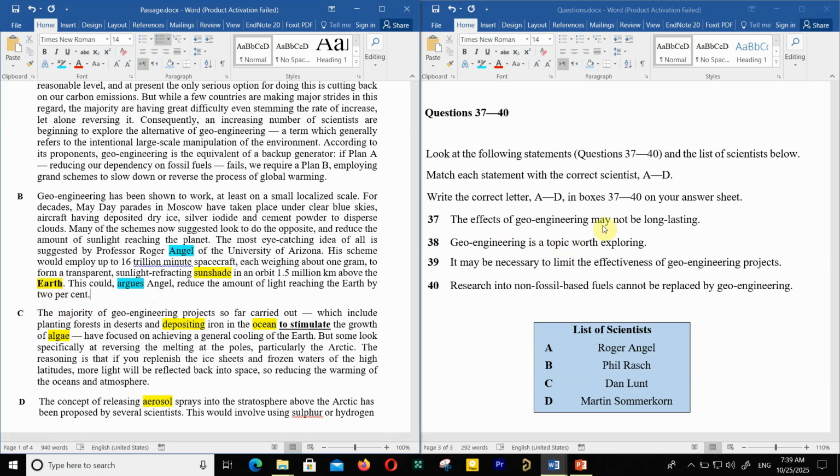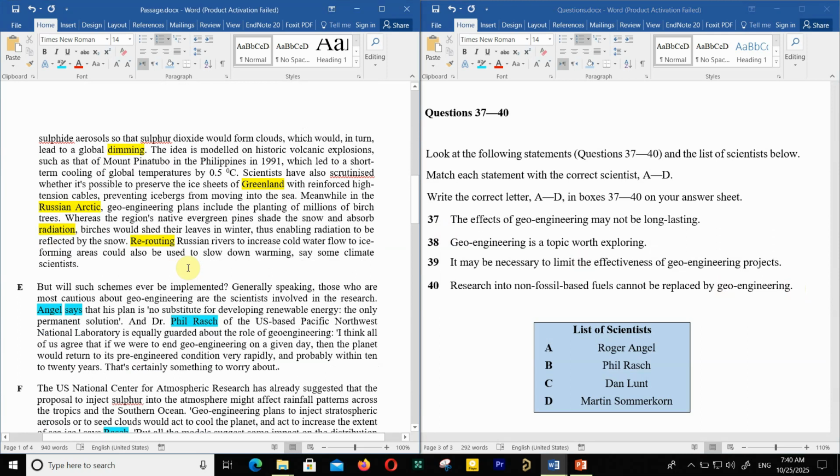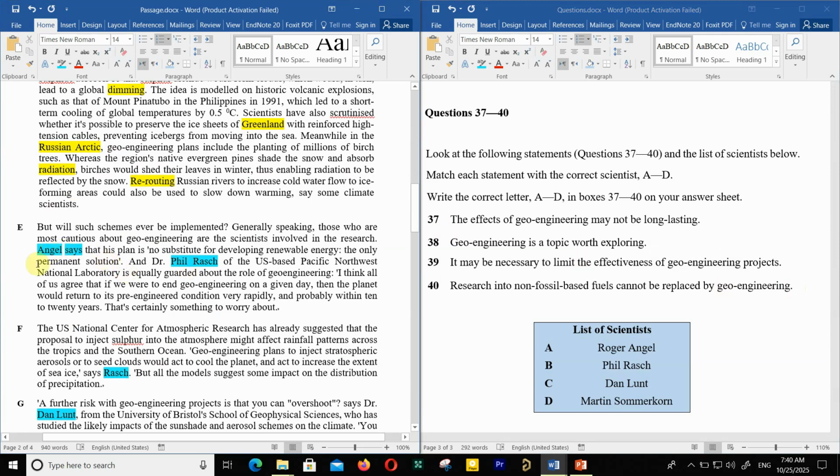The effects of geoengineering may not be long lasting. Maybe 2%, I don't know, but they didn't say anything about light reaching the earth. Geoengineering is a topic worth exploring. No. It may be necessary to limit the effectiveness of geoengineering projects. No. Research into non-fossil based fuels cannot be replaced by geoengineering. No. So, it must be this place.